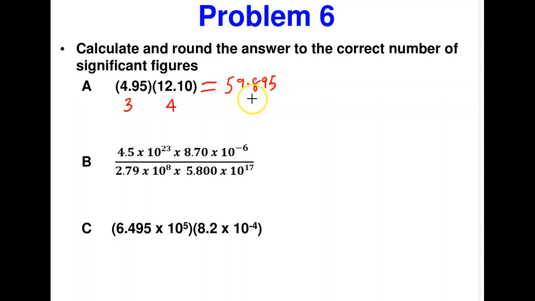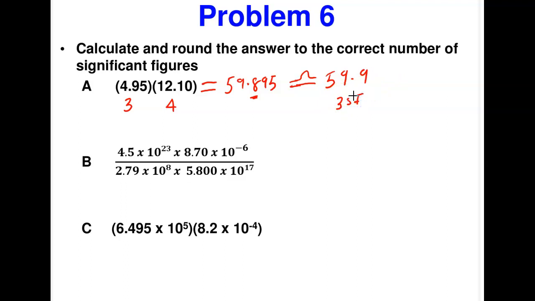So I'm going to approximate this number to this. Since I'm going to drop these two, and this is greater than 5, I'm going to increase this one by 1. So finally, my final answer will approximately be 59.9 to the appropriate number of sig figs. This is 3 sig figs. Again, this is 3 significant figures.